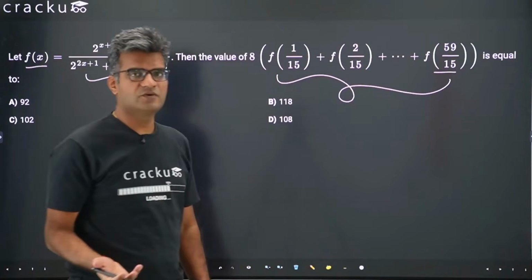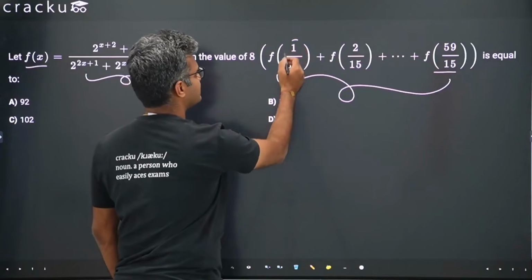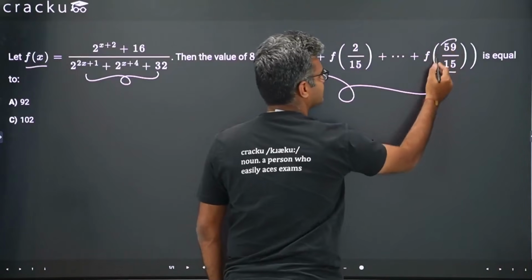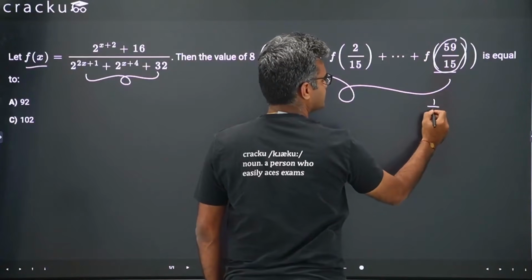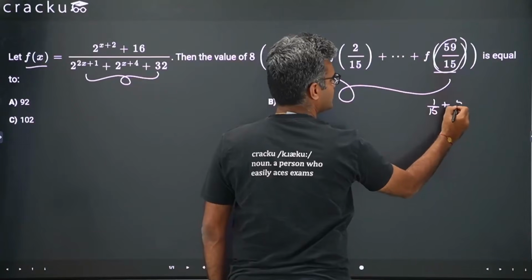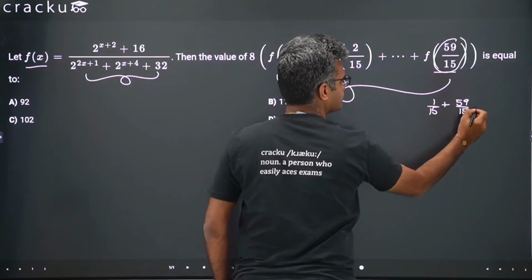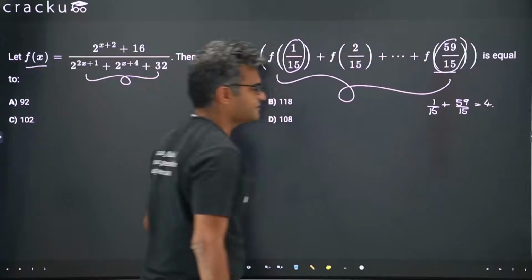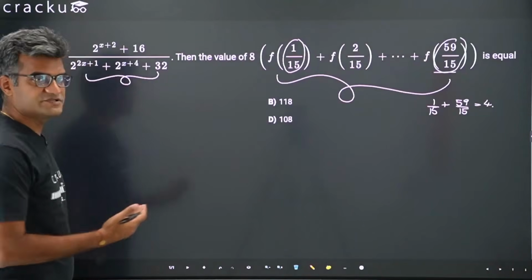The first thing you should recognize over here is the first term is 1 by 15 and the last term is 59 by 15. The sum of both of them is equal to 4, which is 60 by 15. That should give us a clue about how to proceed further.